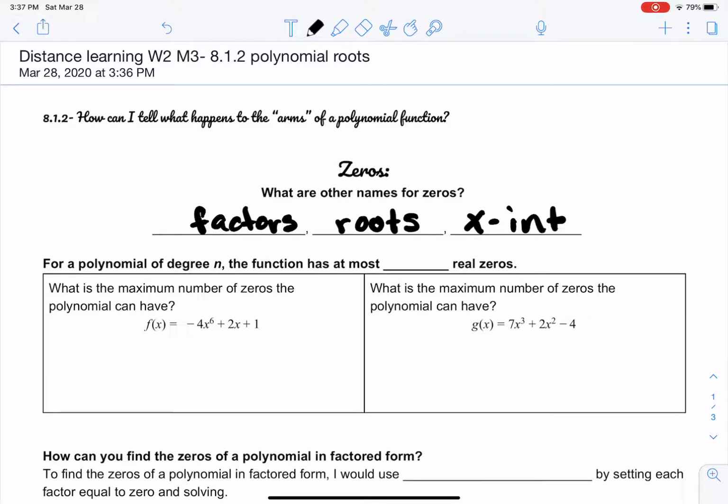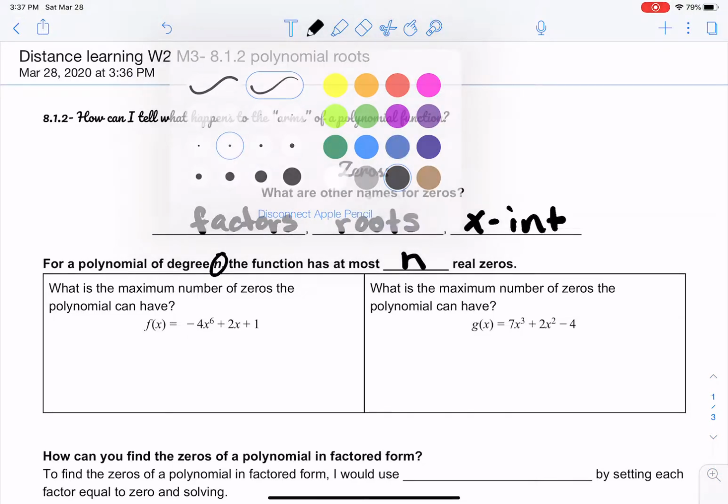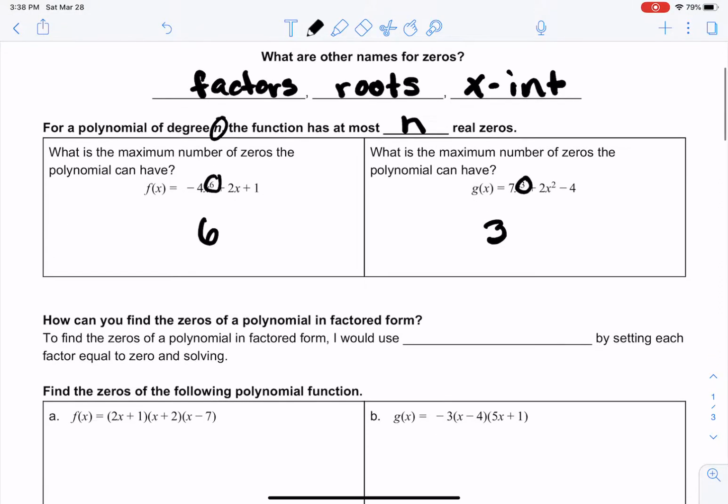So for a polynomial of degree n, so if the degree is any number n, then the function is going to have at most n real roots. So it can have as many real roots as it has degrees. If the degree is 10, then it could have up to 10 roots. If the degree is 5, it could have up to 5 roots. In this example here, we have a degree 6 polynomial, so this could have a maximum of 6 real roots. In this example here, we have a degree of 3, so this could have a maximum of 3 real roots.